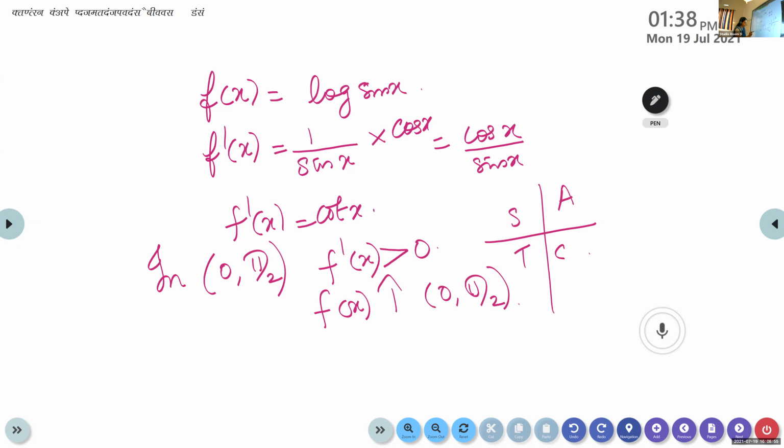Now you take the next interval, pi by 2 to pi. Pi by 2 to pi means second quadrant. In the second quadrant, what about the sign of f dash of x? Is it positive or negative? What is the sign of f dash of x, Michael, in the second quadrant, pi by 2 to pi?